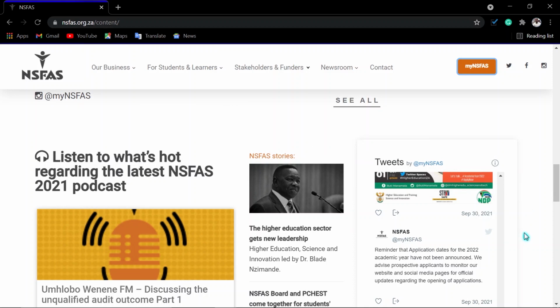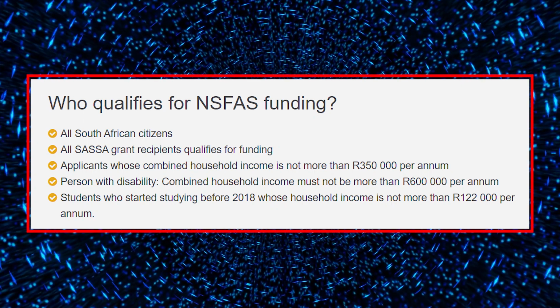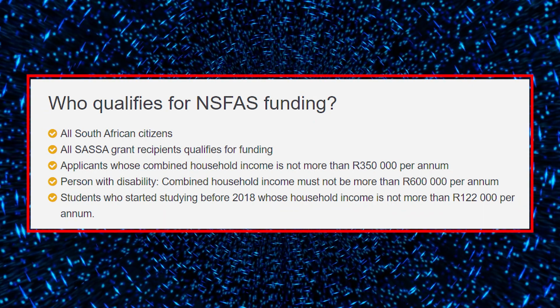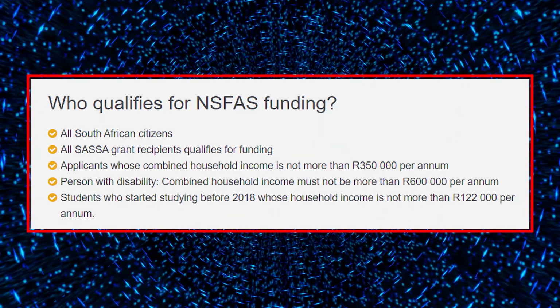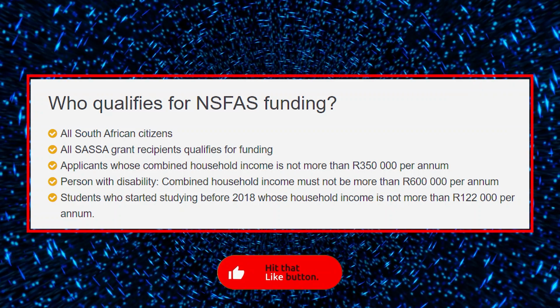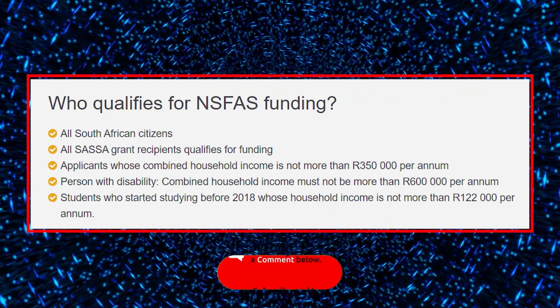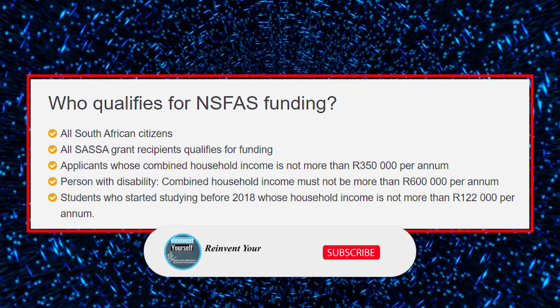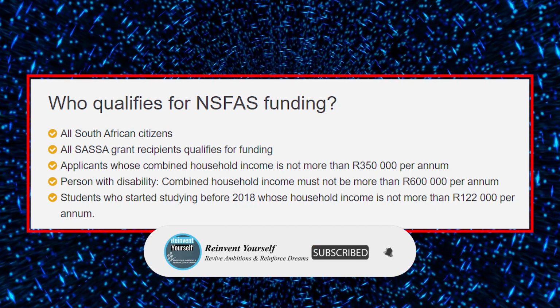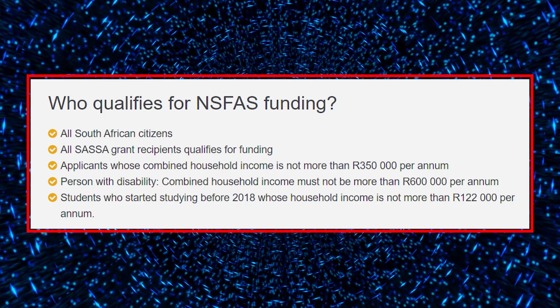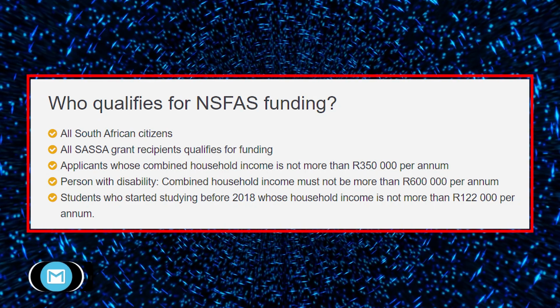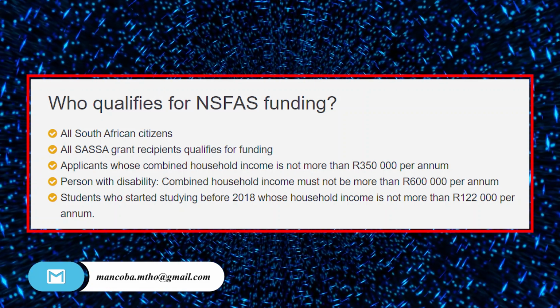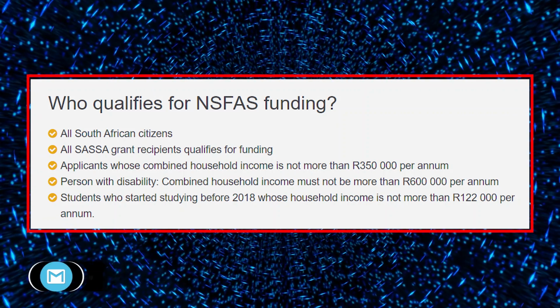So let's look at how NSFAS works, what it covers, how much it covers, and what qualifications it covers. Actually, all South Africans are allowed to apply for this funding. All SASSA grant recipients who qualify for this funding, and applicants whose household combined income is not more than 350,000 per year, are allowed to apply. Persons with disability, with a household combined income of less than 600,000 per annum, are allowed to apply. Students who started studying before 2018, with household income not more than 122,000.